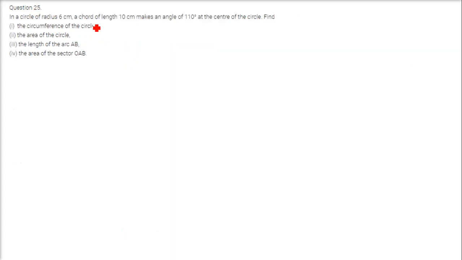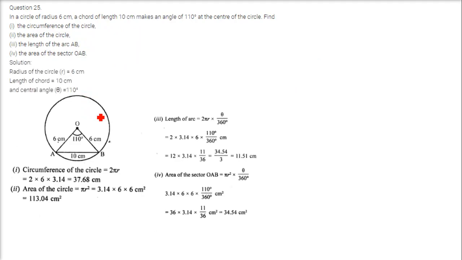In a circle of radius 6 centimeter, a chord of 10 centimeter makes an angle of 110 degree at the center of the circle. Find the circumference of the circle. The circumference is simply 2 pi r, that is 2 into 3.14 into r, that is 6. So this will come as 37.68.